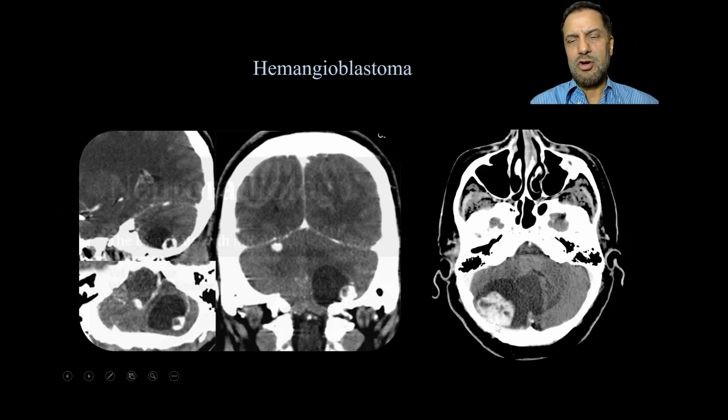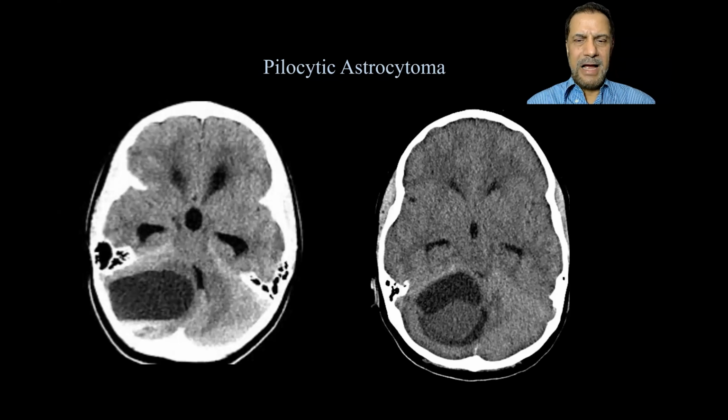We also call it a mural nodule, a nodule there and a big cyst, brightly enhancing, but the cyst wall is not enhancing in these cases. And another is a pilocytic astrocytoma, where the enhancement is not very high, and you see a large cyst, and again the triventricular hydrocephalus, the temporal horn, the lateral ventricle, and the third ventricle are enlarged. Another case, similar picture.